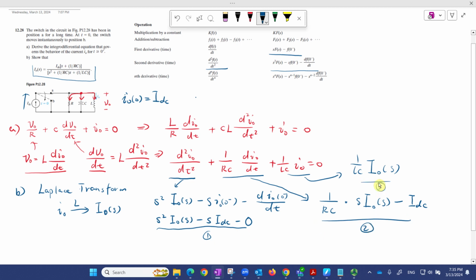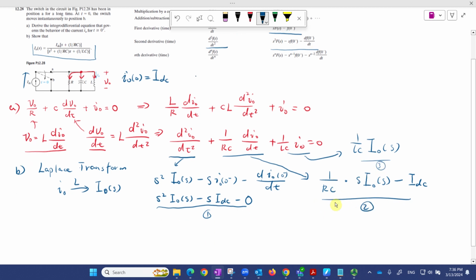So we add these three terms together and clear the terms. Then we get I0(s) multiplied by s squared plus s over RC plus 1 over LC, equals IDC times s plus 1 over RC. Then you just move terms and divide by that one, and you get the final result here.